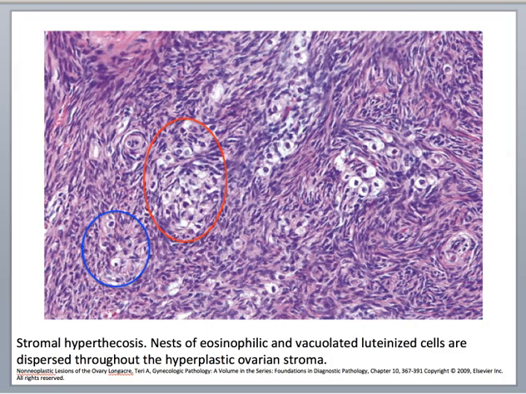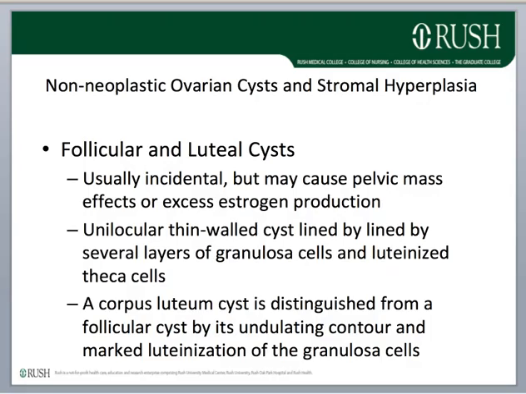Since this was a little bit longer presentation, let me summarize what you've learned. There's follicular and luteal cysts. These are usually incidental, but may cause pelvic mass effects or be associated with excess estrogen production. These are unilocular, thin-walled cysts lined by several layers of granulosa cells and luteinized theca cells. A corpus luteum cyst is distinguished from a follicular cyst by its undulating contour and marked luteinization of the granulosa cells.